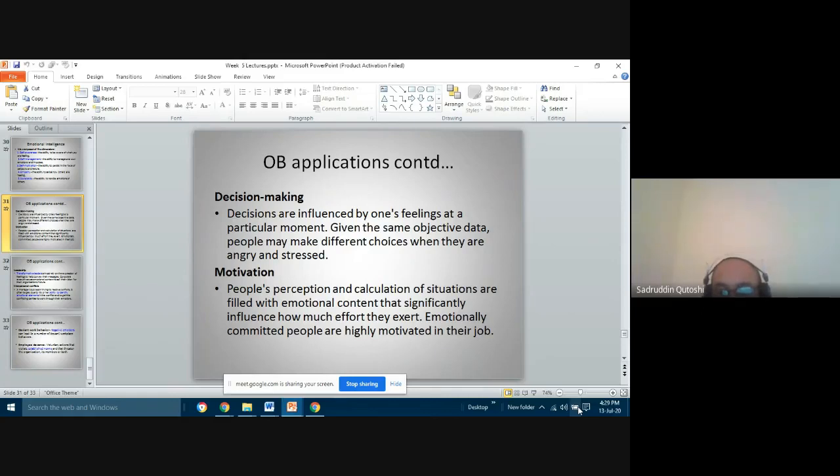People's perception and calculation of situations are filled with emotional content that significantly influences how much effort they exert. Emotionally committed people are highly motivated in their job. So that is yet another important dimension of emotion that needs to be understood. In the light of organizational culture, emotionally committed people are a very positive dimension of motivation, with a high level of motivation towards their task and their job.